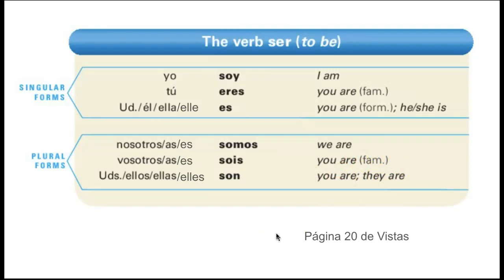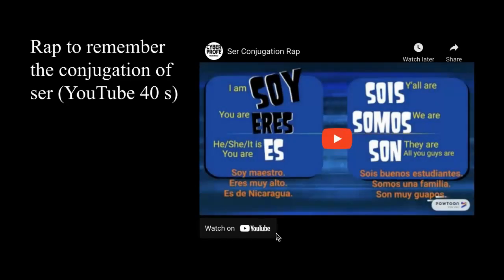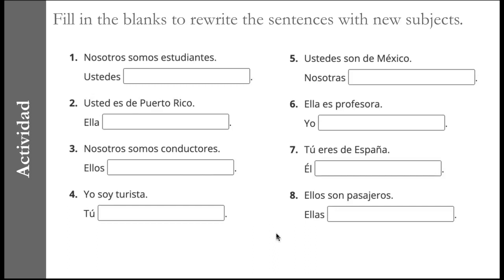We're going to do an activity of conjugation in the next slide. Well, in the next exercise. If you want to practice the conjugation of the verb ser, there are some videos on As You Learn. This one is a rap to remember the conjugation. This is the exercise, and in the next slide I'm going to show you the answers and explain them a little bit, but you should try to do this on your own. Just fill in the blanks to rewrite the sentences with a new subject.